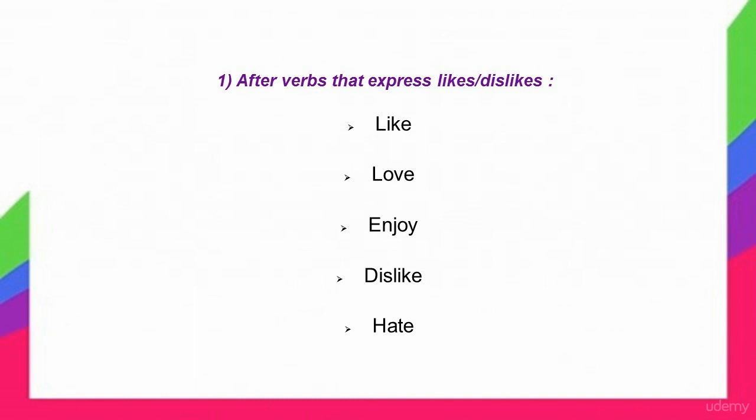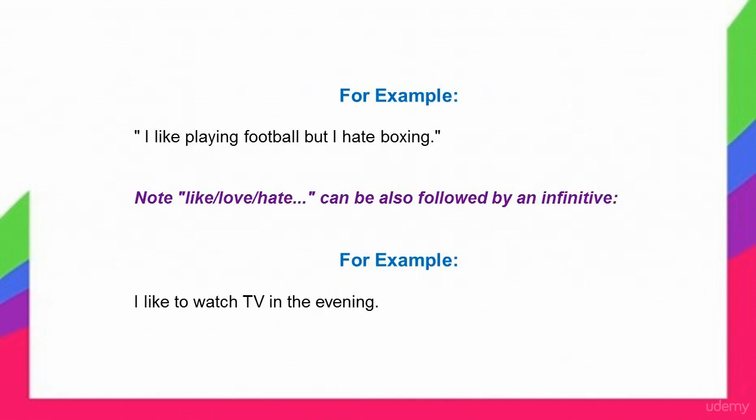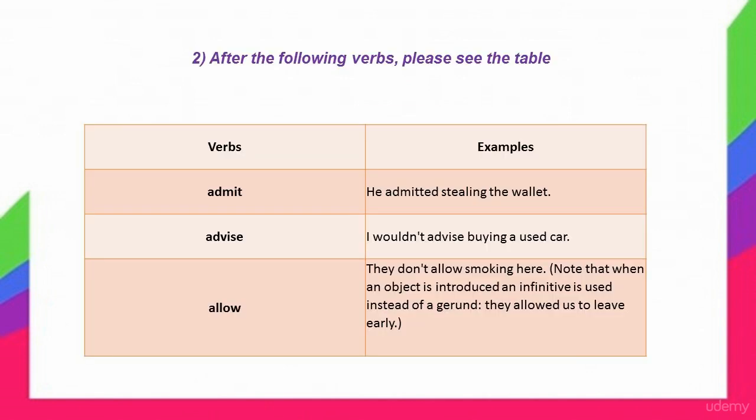1. After verbs that express likes and dislikes. For example, like, love, enjoy, dislike, and hate. Here's some sentences. I like playing football, but I hate boxing. Note that like, love, and hate can also be followed by an infinitive. For example, I like to watch TV in the evening. After the following verbs, please see the table.